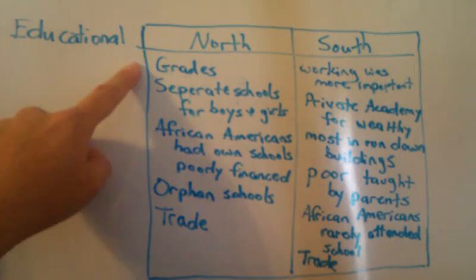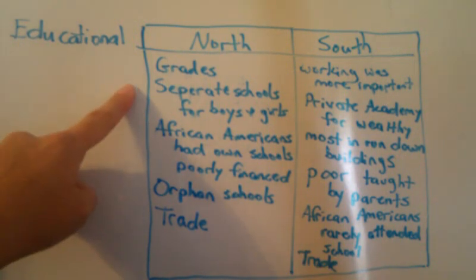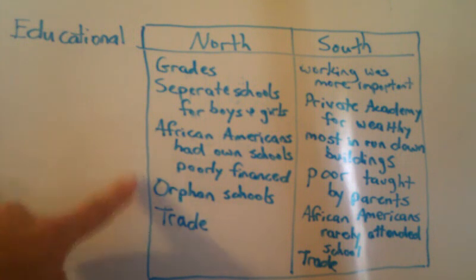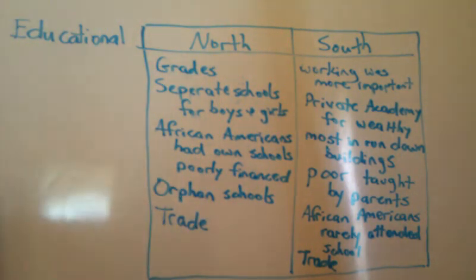In the North, they had grades. They had separate schools for boys and girls. African Americans had their own schools, but the schools were poorly financed. They started orphan schools for the students who lost their parents in the war, and they were taught to trade in schools. Go ahead and review this lesson, continue memorizing the Gettysburg Address, and answer the questions.